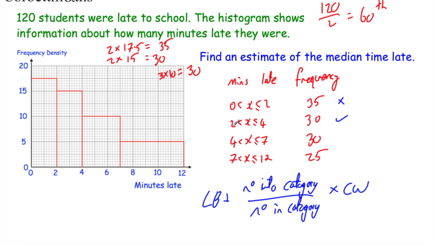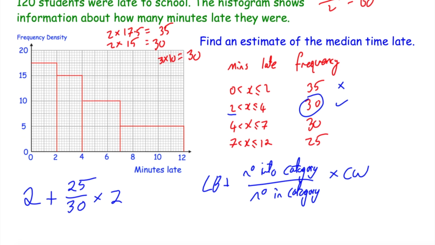So in terms of this category, the lower bound would be 2 plus the number into the category. So we've gone 35. We want to get to the 60th, so we need to go over 25. So it's 25 into that category over the number in that category, which is 30. Multiply by the class width of that category, which is 2. So just to recap, the lower bound is 2. In terms of the number into the category, we've gone 35. We need to go over 25 to get to the 60th one. So it's 25 into that category. The number in the category is 30. And then the class width is 2. And if we just work this out, it'll tell us our estimate for the median time late.